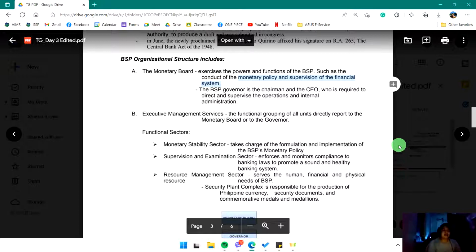They have to decide what kind of monetary policy we should follow and what kind of regulation we should implement for our financial institutions, and supervise the financial system itself. So the Monetary Board's functions are purely decision making and supervisory. And the CEO of this board is what we call the BSP governor.